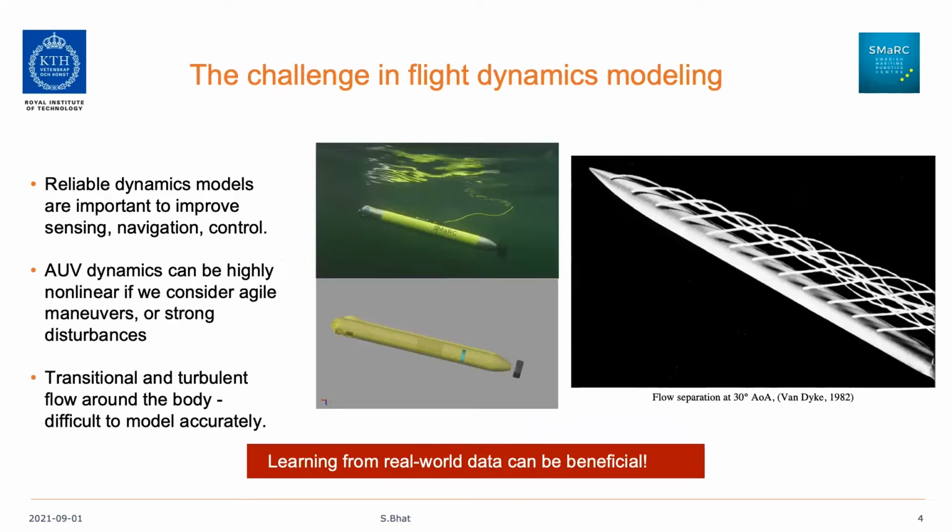However, if you consider an AUV like SAM, the dynamics can be highly nonlinear. If you consider agile maneuvering, or if you have high disturbances as well, you could have turbulent flow in the body. And when you have turbulent flow or transitional flow, you can see in the figure here that you have different kinds of vortex shedding, and this is very hard to physically model with equations. In this case, learning from real world data can be beneficial so that we can capture such nonlinear effects.